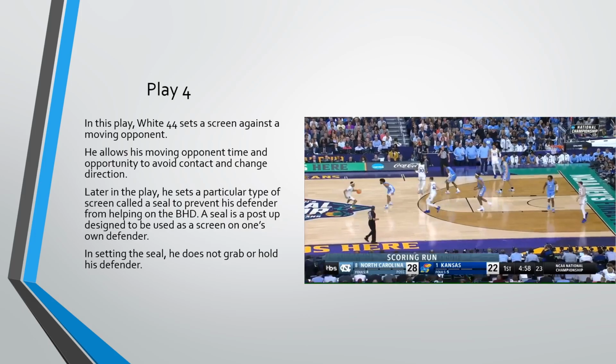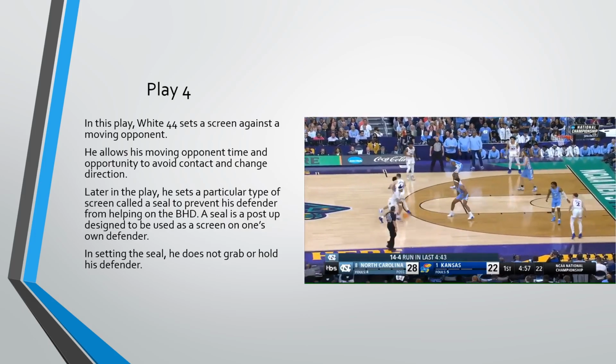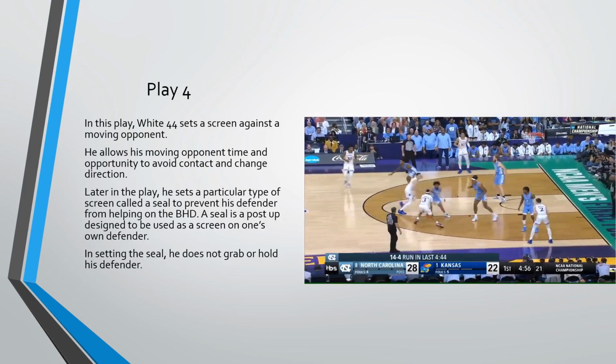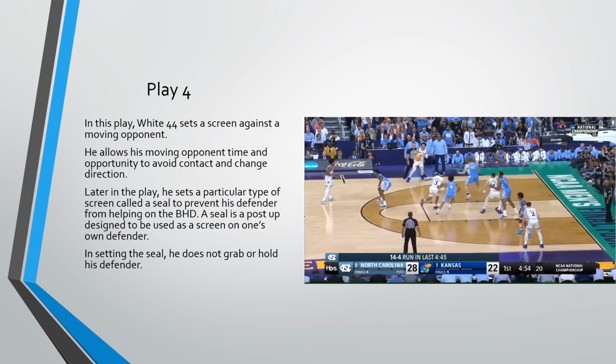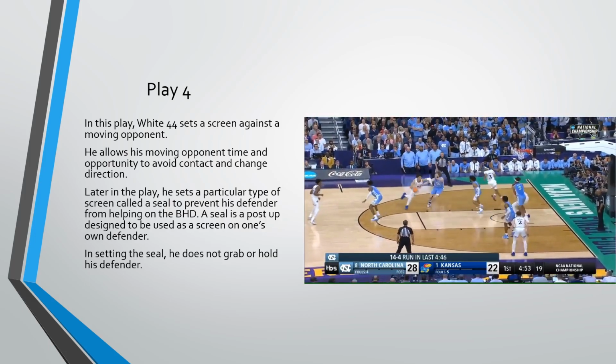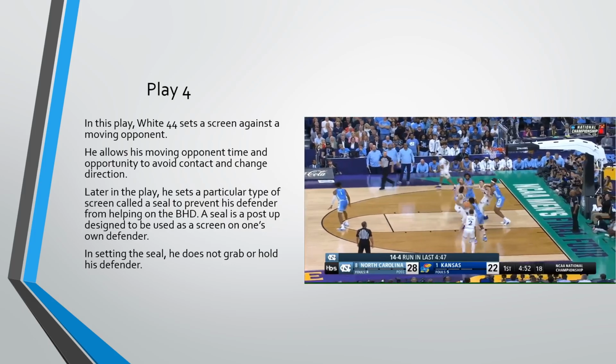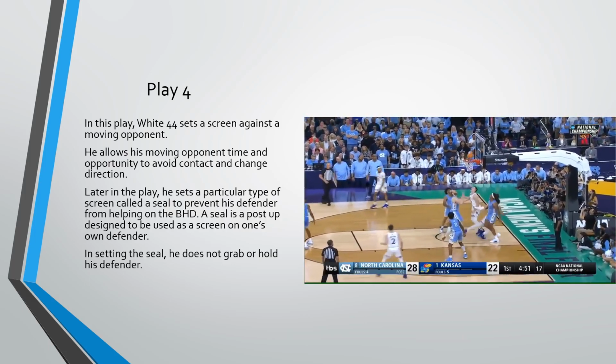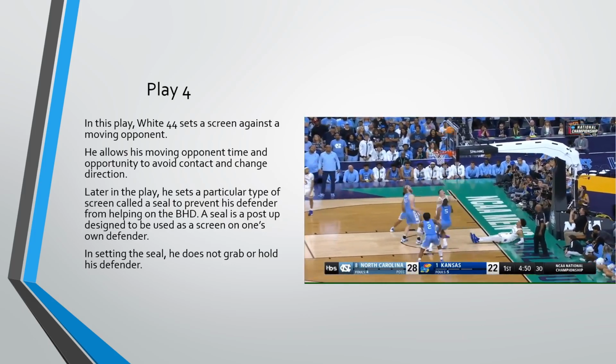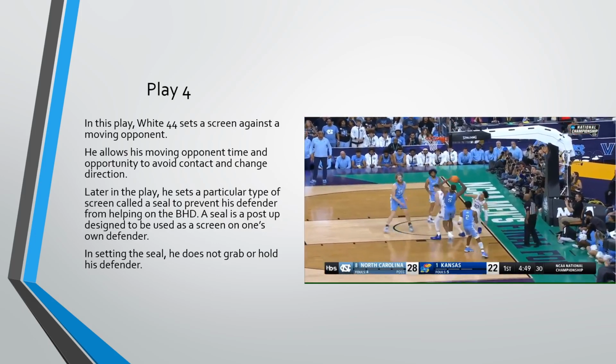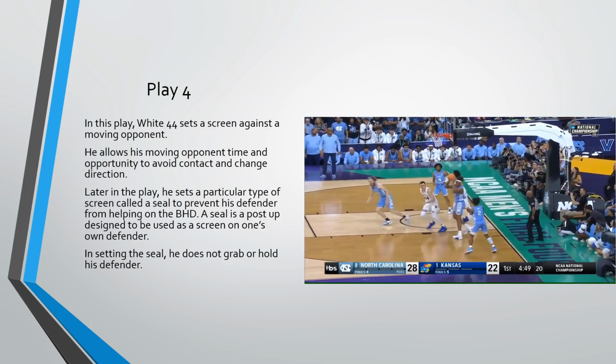In this play, white 44 sets a screen against a moving opponent. He allows his moving opponent time and opportunity to avoid contact and change direction. Later in the play, he sets a seal to prevent his defender from helping on the ball handler dribbler. In setting the seal, he does not grab or hold his defender.